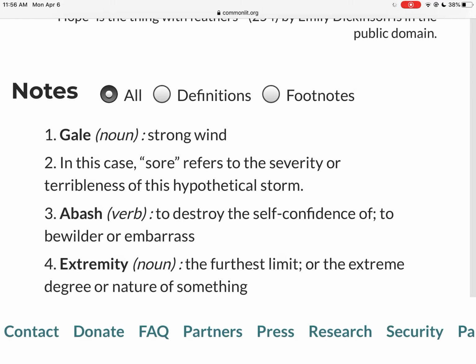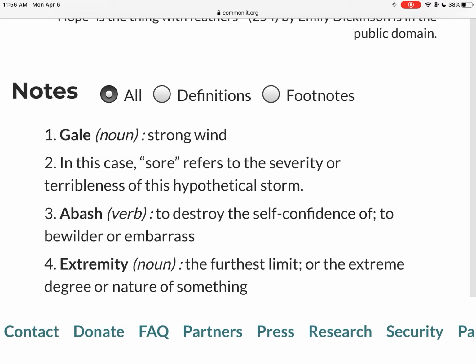Okay, second part. In this case, sore refers to the severity or terribleness of this hypothetical storm. So sore means terribleness. Third term, abash. So say it after me, abash, abash. One more time, abash, abash.